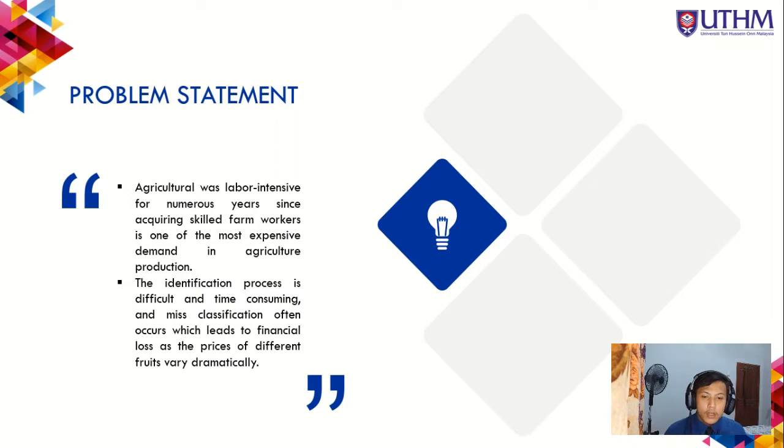For the problem statement, fruit classification has gained focus over the last few years. It is an important and difficult task in the agriculture industry, such as food production, marketing, packaging and education as well. Agriculture has been labor intensive for numerous years, since acquiring skilled farm workers is one of the most expensive demands in agriculture production. In such a case, automation can reduce the labor cost and increase production rapidly.